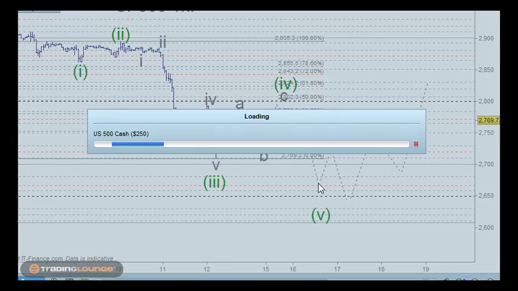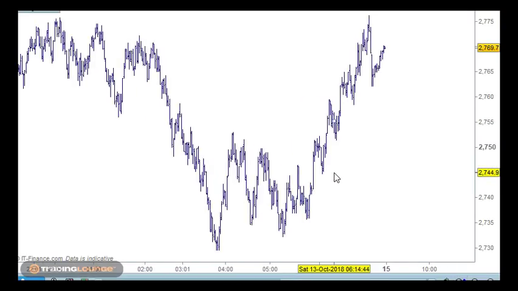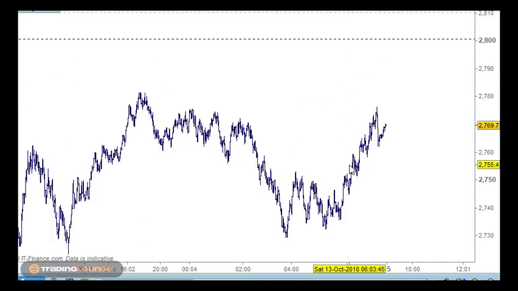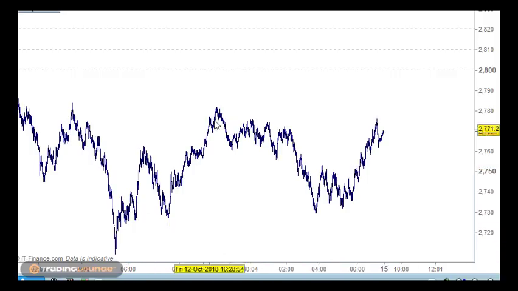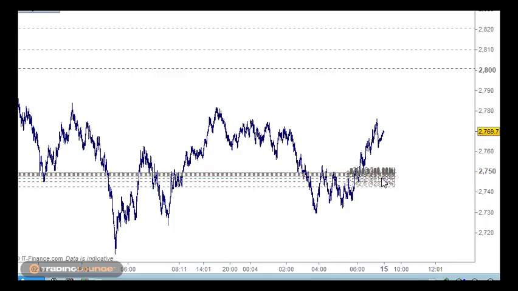Perhaps I can just go to the tick chart here and look at those 5 waves moving up here. Just let me get in. So basically the A wave here, the B wave over here, and then the C wave up here.